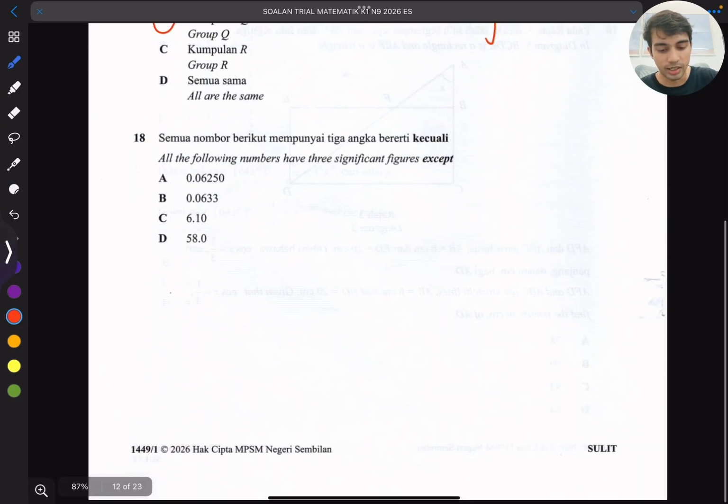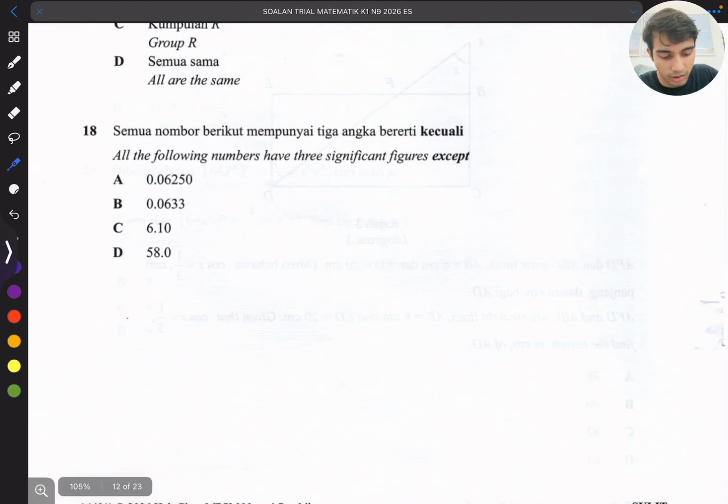Question 18. All of the following numbers have 3 significant figures except. Here we have 1, 2, 3, 4 SF, so this is wrong. Here we have 3 SF: 1, 2, 3. 1, 2, 3. 1, 2, 3. So this is the only one that is wrong. The zeros before the number don't count. The zeros after the number count. So 1, 2, 3, 4.